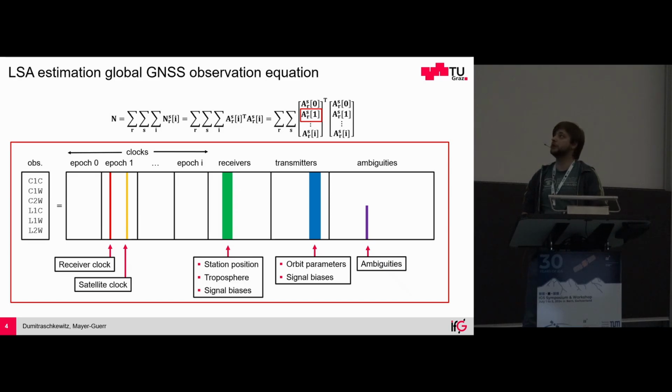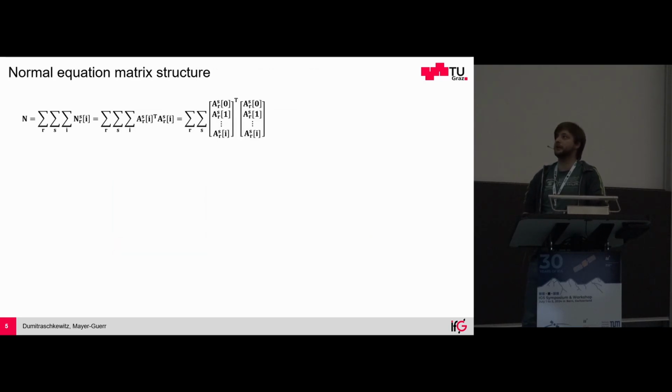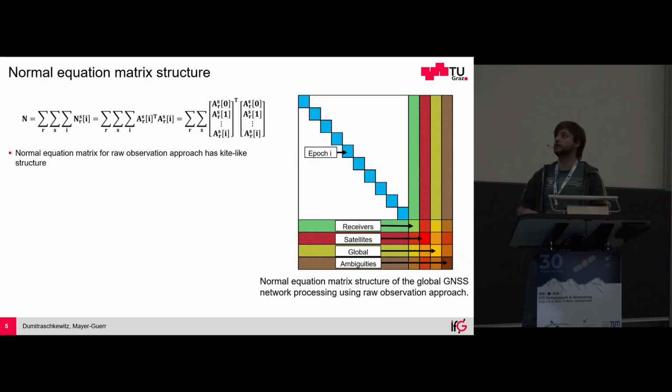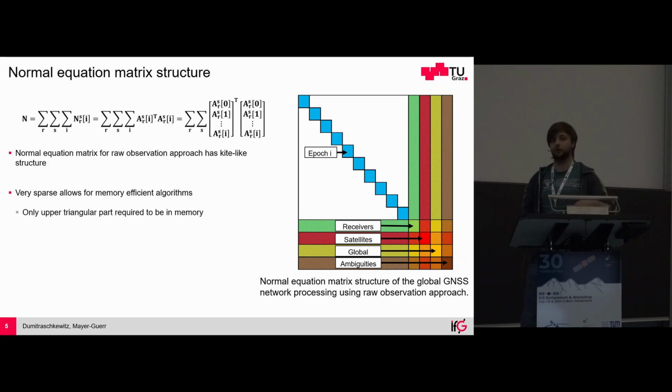For one epoch, for example, our design matrix looks like this. We have a temporal part, which is basically only the clock parameters for the global GNSS processing. For PPP and kinematic, it will be different, of course. Then we have our receiver part, which is the station position, tropospheric parameters, calibration parameters, and signal biases; the transmitter, where we estimate orbit parameters and signal biases from the transmitter; and last but not least, the ambiguities.